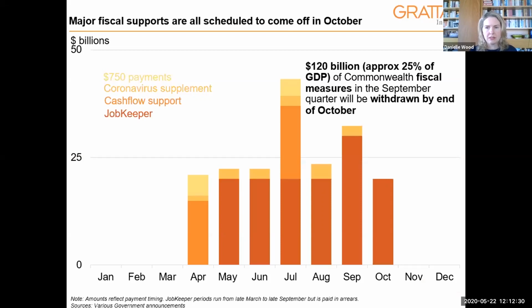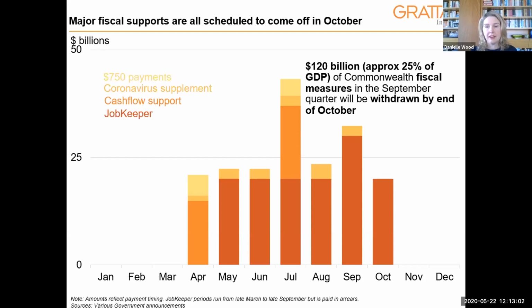And why that concerns me, if we just look at the fiscal measures, we're going to go from a world where the government is putting about $120 billion of extra support into the economy in the September quarter of this year. That's about 25% of GDP. That is absolutely extraordinary intervention. But then it essentially just turns off. So by the end of October, that is all gone. And I think that poses a real risk to household and business incomes and to the broader economy.